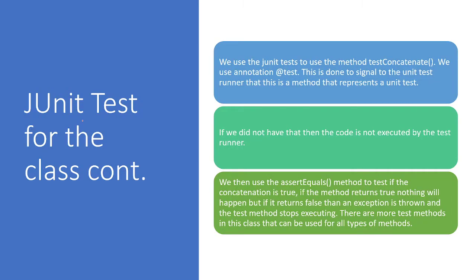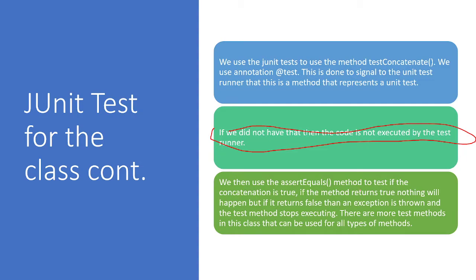Alright, so you have the JUnit test for the class that's continued, the same thing as what we were just doing before in the last slide. We use the JUnit test to use the method testConcatenate. We use annotations. If we did not have that, then the code would not be executed by the test runner. We know that because we have to use our assertions and annotations. That's what we learned, because now we're importing this specific library into our program to help us test things.